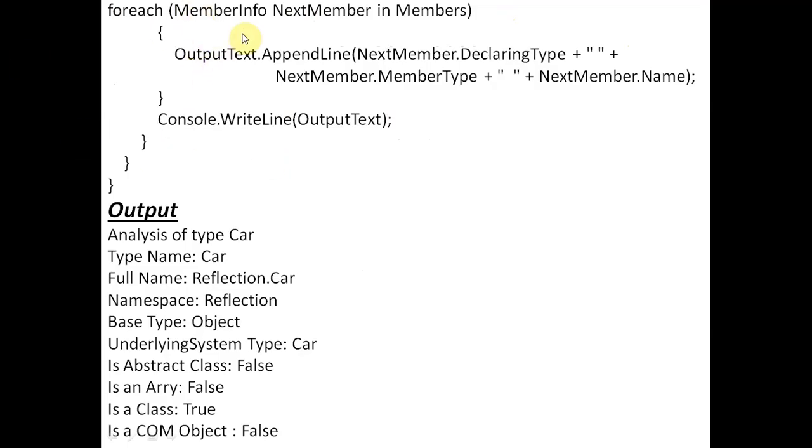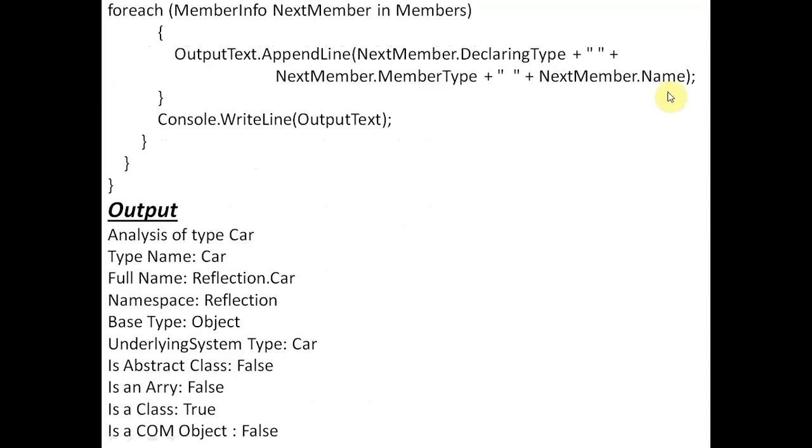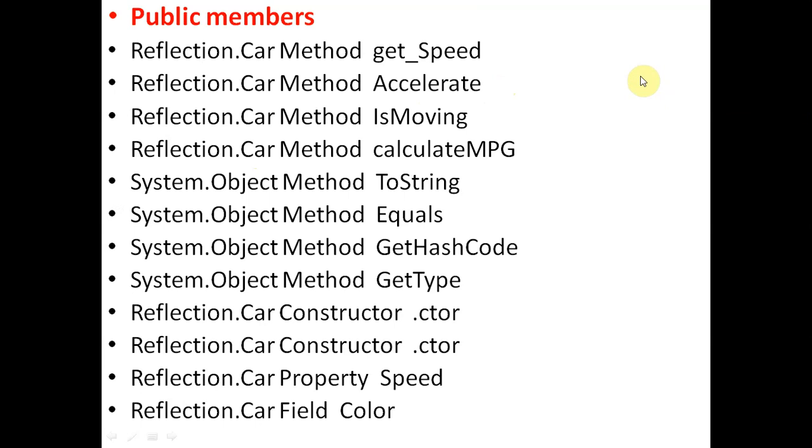Now we'll move on to the third line. Again we'll run the loop. On the third line we'll have next member dot declaring type, again reflection dot car, and member type method, and its name, reflection dot car method calculate mpg.